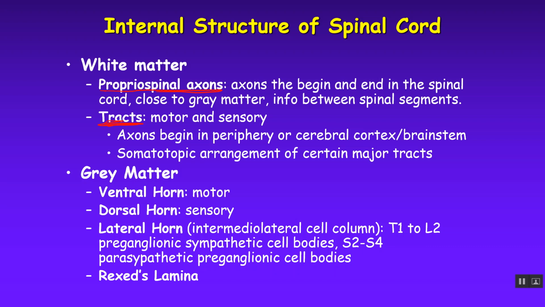The gray matter: we have the ventral horn, which is motor, there's a dorsal horn, which is sensory, then that lateral horn, which is also known as the intermediolateral cell column, from T1 to L2, is where your preganglionic sympathetic cell bodies lie. And then in S2 to S4, those are the parasympathetic preganglionic cell bodies. We also have the Rexed laminae, so you can divide your gray matter into these laminar areas, these layers. But then there are also some corresponding areas that cross over multiple laminae, these nuclei, like Clarke's nucleus, that can be more regional in nature.